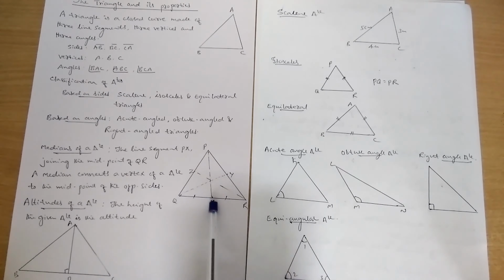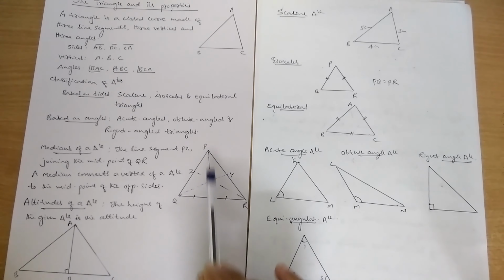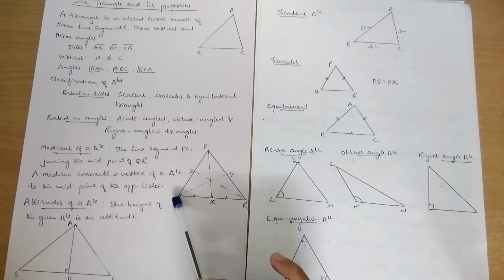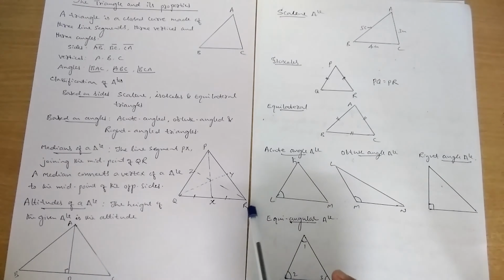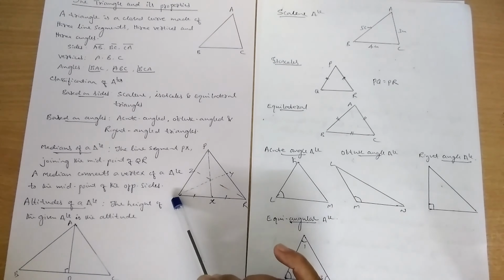So PX becomes the median of the triangle. That means opposite to that vertex, you have to take the side. So if Q is the vertex, then opposite to Q, PR is the side, and QY is the median when you take Q as the vertex.